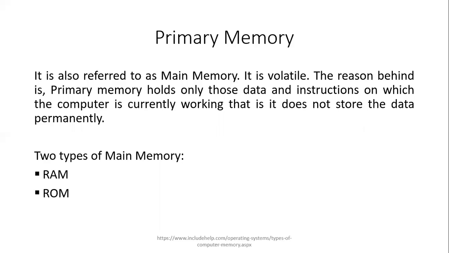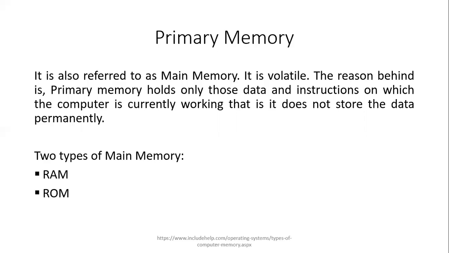Next, we are going to discuss memory. So what is a primary memory? There are basically two types of memories that we have. One is called the primary memory and the second one is called the secondary memory. What is a primary memory?